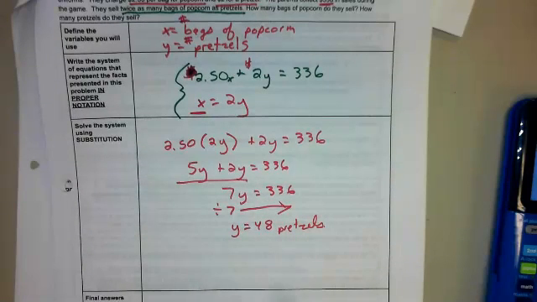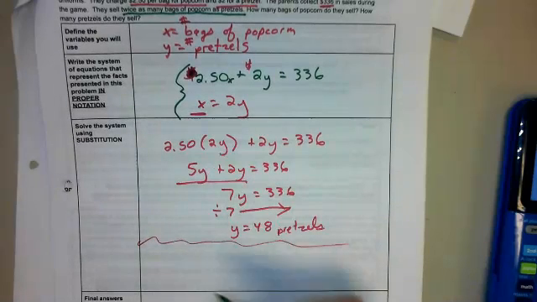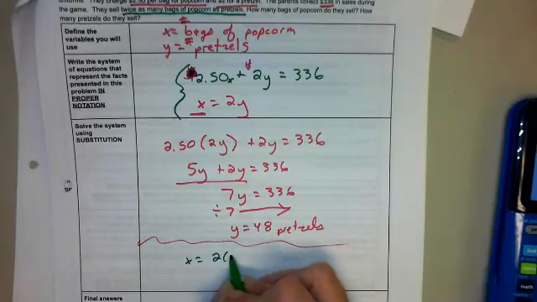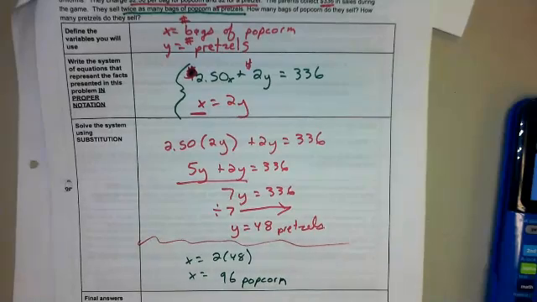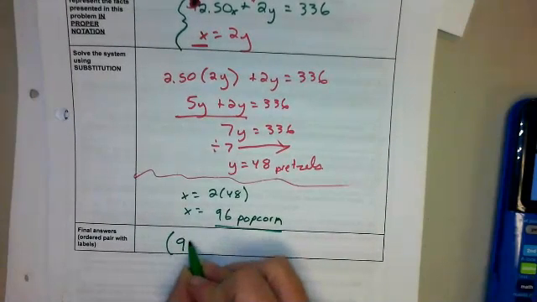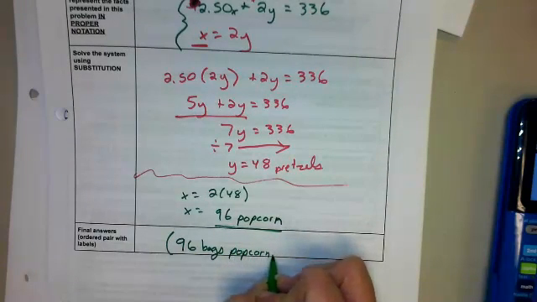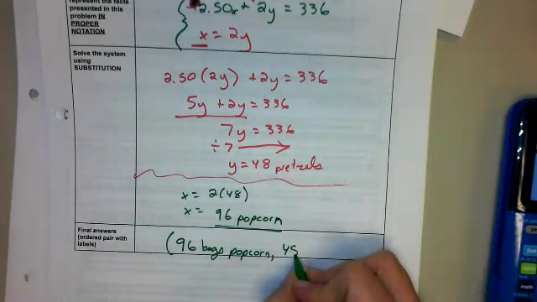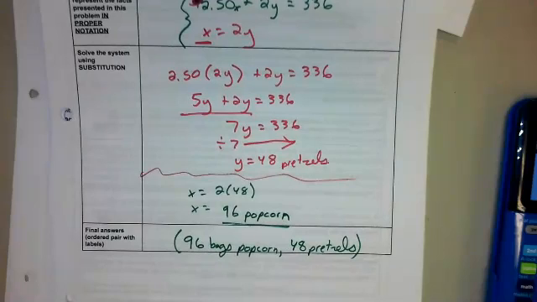Okay, I'm going to go ahead now and substitute that y in for one of them. I like the first or the second equation better, so I'm going to do x equals 2 times 48, okay? And you can see that that's 96 bags of popcorn. I can't spell. Okay, there we go. So my final answer, x goes first, and I'm going to use my labels: 96 bags of popcorn and 48 pretzels. Okay, good. And we are up on the 13-minute mark.